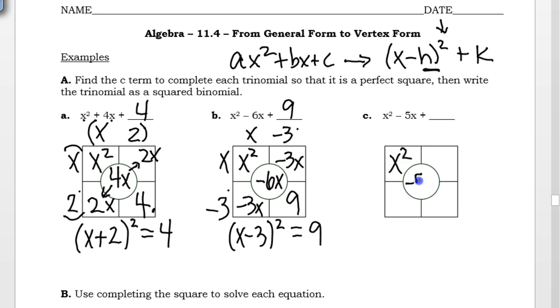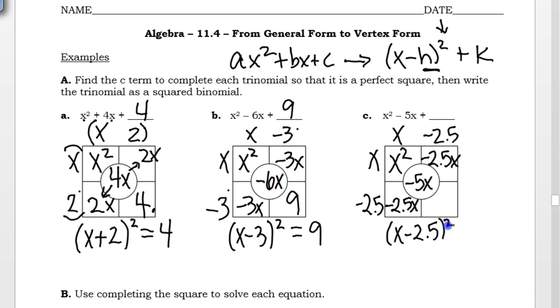This is the same thing. I do have an odd number, which I can't split into whole numbers, but I can use a decimal. If I split -5 into two equal pieces, that is -2.5 and -2.5. So I have two groups of x minus 2.5, and -2.5 times -2.5 is 6.25.